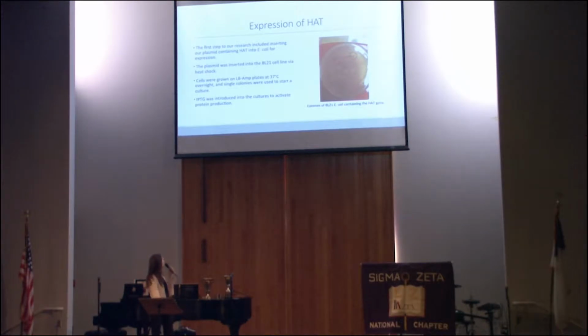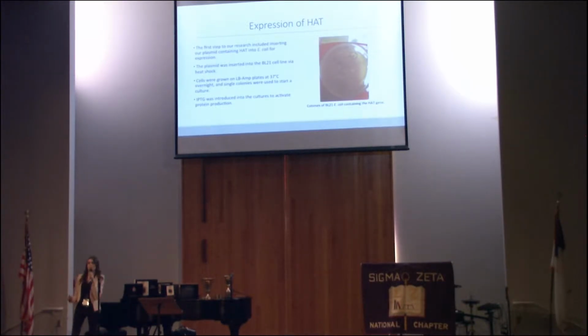So first starting out for our research was to insert the plasmid containing HAT into an E. coli cell. We use BL21 cells to do this. We heat shock the cells, which basically breaks open the bacterial wall, creating little holes, and this allows the bacteria to accept the plasmid as its own DNA. And then we put these on agar plates, LB agar plates, and started expressing them at 37 degrees Celsius overnight. And then we were able to extract single colonies from these plates to start starter cultures.